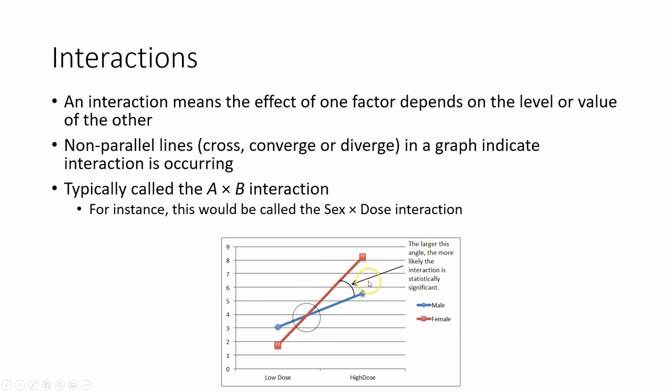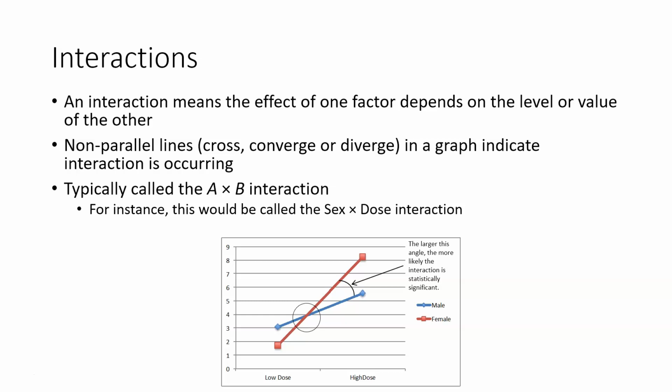The larger this angle is between the two lines, the more likely the interaction will be to be statistically significant. So you're looking to see whether it crosses or whether it's not perpendicular, and how big this angle is. And if they're very far apart and not parallel, then you're likely to find that there's a statistically significant interaction.